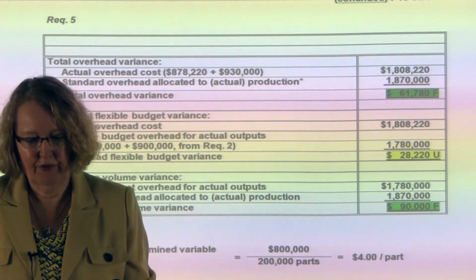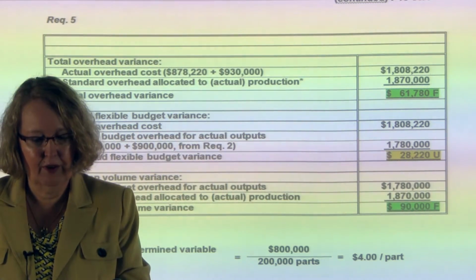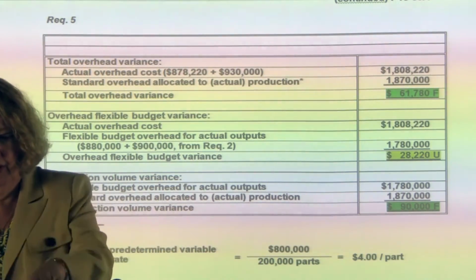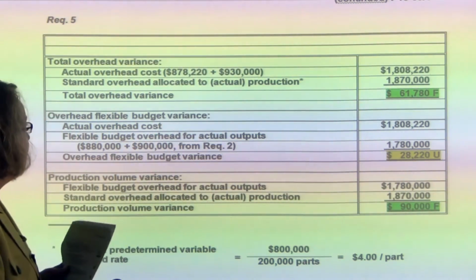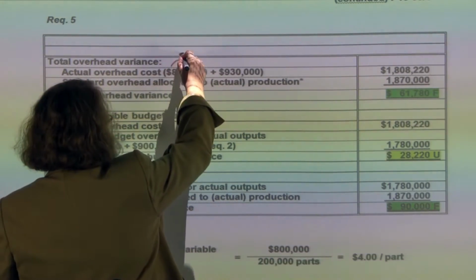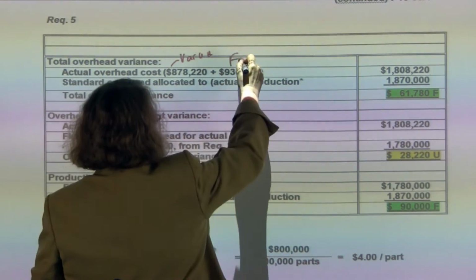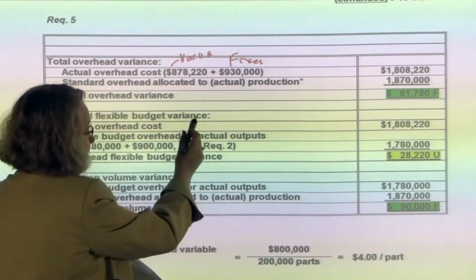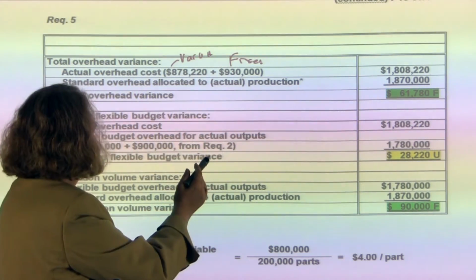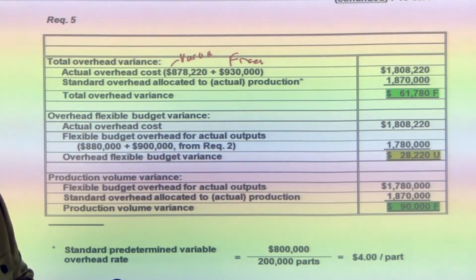So for requirement 5, we're asked to compute the total variance, the flexible budget variance, and the production variance for manufacturing overhead. First of all, the total variance: we have the 878, that is your variable overhead, and the 930, that is your fixed. So your actual overhead cost, fixed and variable, is 1,808,220.